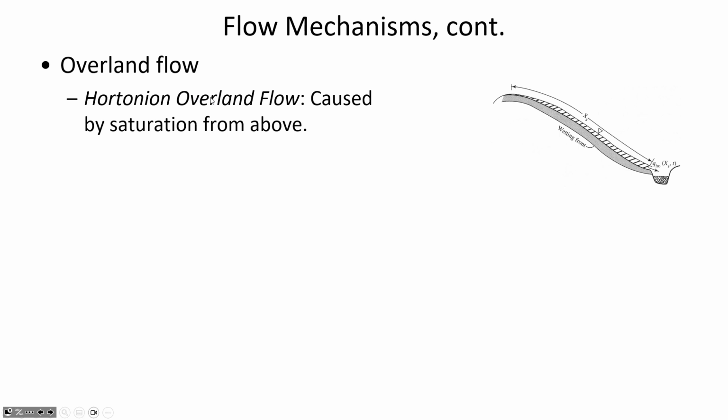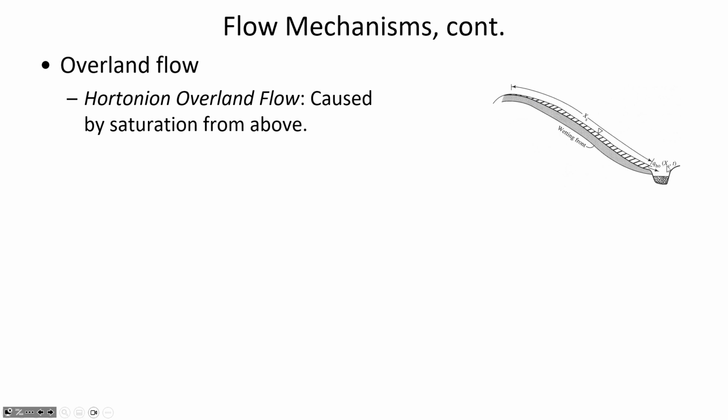So Hortonian overland flow, which we've talked about before, the Horton method for estimating the intensity of infiltration or the depth of infiltration. So if the rainfall intensity exceeds the infiltration rate, then we'll have water flowing over the surface. And it's going to get into the stream after flowing over the surface.